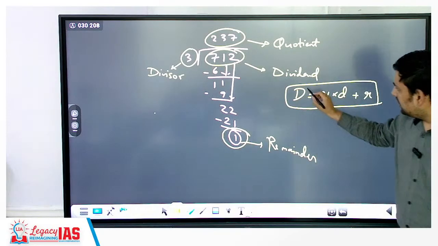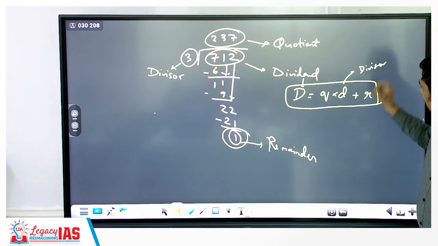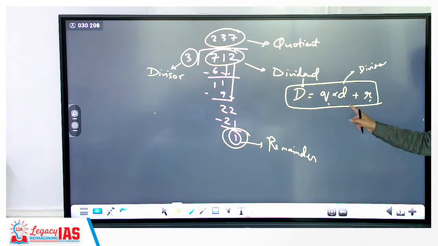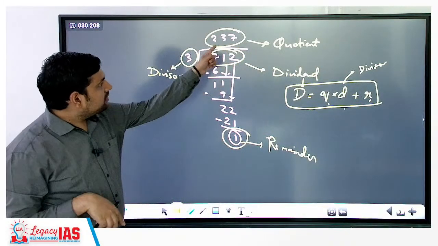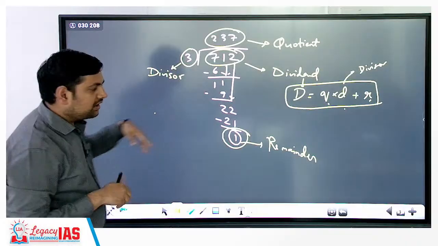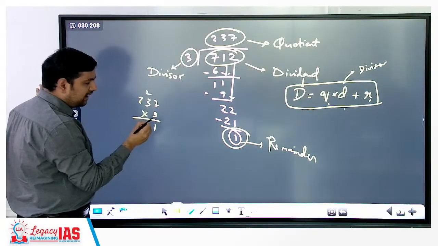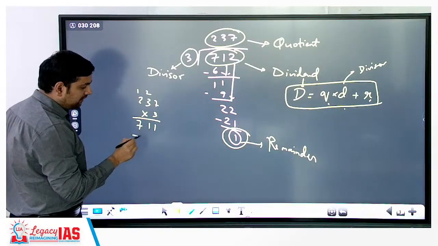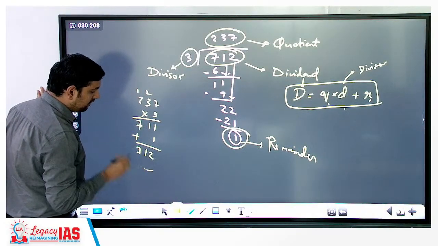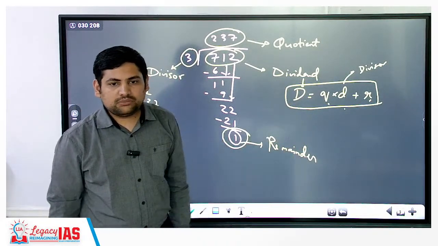This is dividend, is equal to, this one is divisor, this is quotient, this is remainder. So dividend is equal to quotient into divisor plus remainder. If you try it here, quotient is 237, 237 into 3. 7 3s are 21, 2 carry, 3 3s are 9 plus 2, 11, 1 carry, 3 2s are 6 plus 1, 7, 711. Then you add 1 remainder. So what you get? 712. So this is the basic form that you must remember. Dividend is equal to quotient into divisor plus remainder.